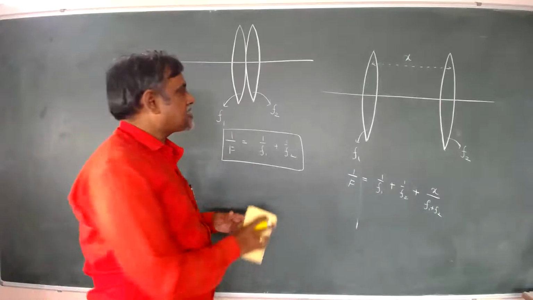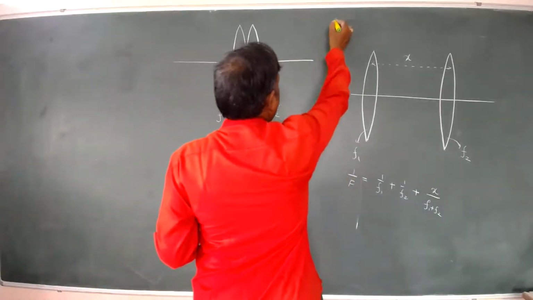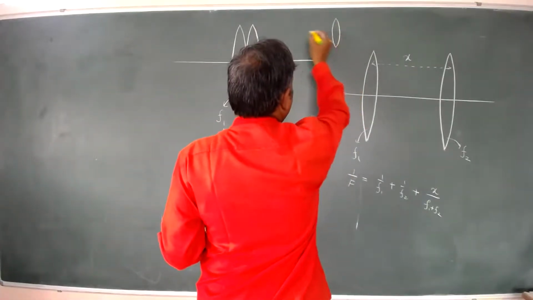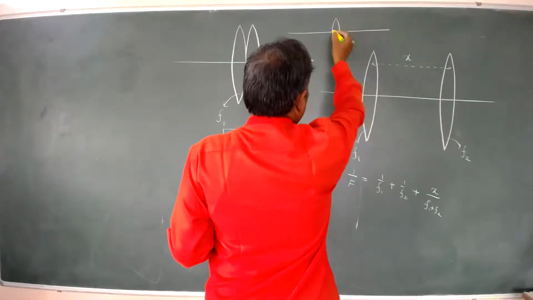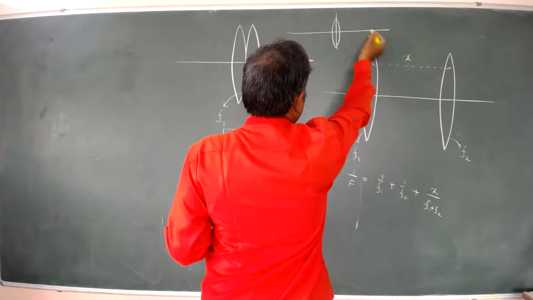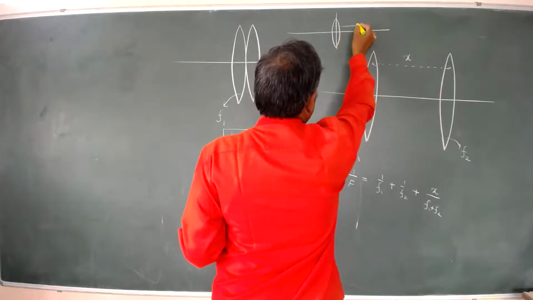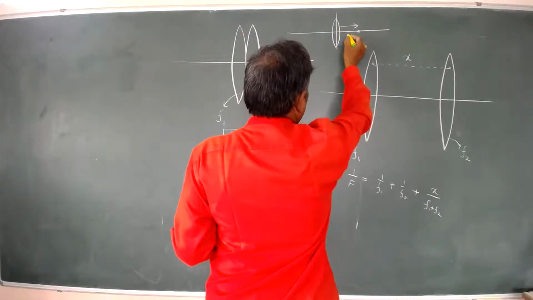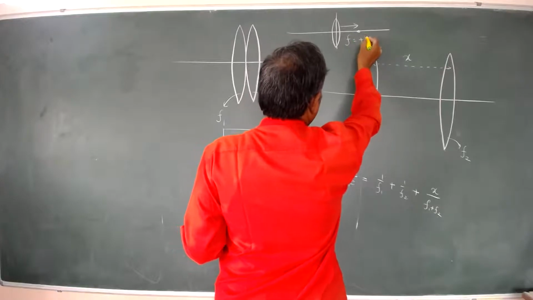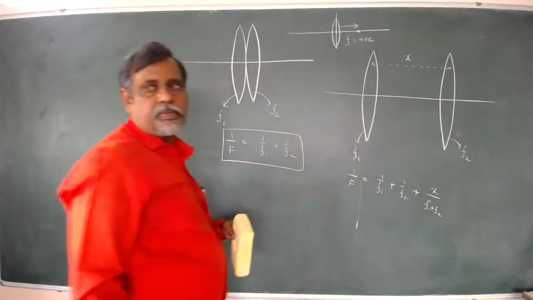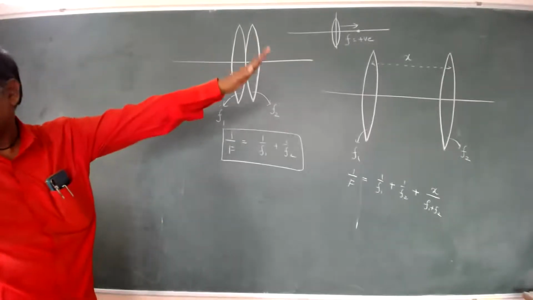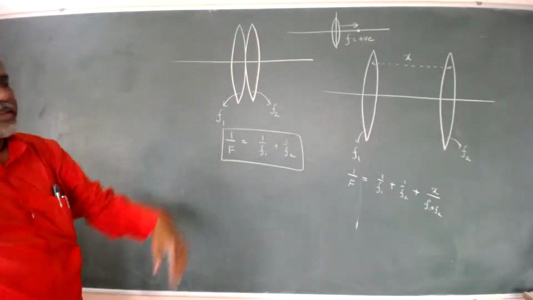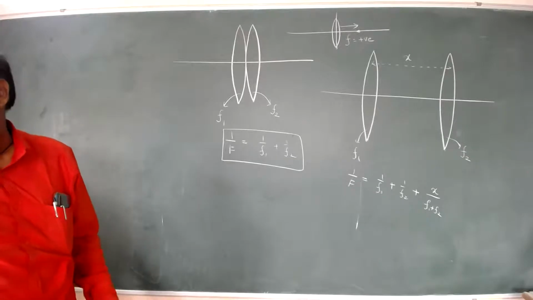Sign convention in the sense, if you take a convex lens, look at this, we take only primary focus. For a convex lens, the primary focus lies on the right side. Remember. Therefore, the focal length is positive for a convex lens.